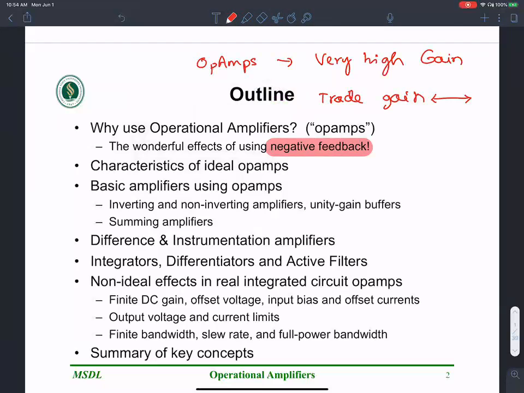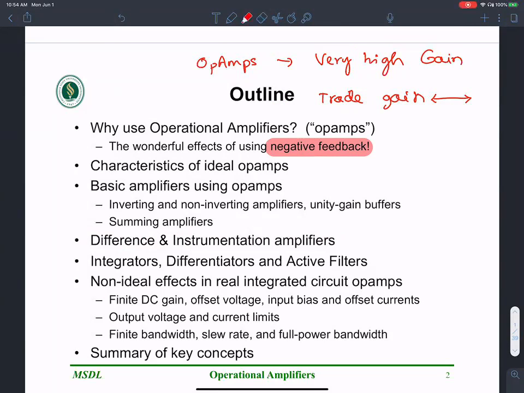So what we are going to look at are the characteristics of ideal op-amps, and basic amplifiers using op-amps. How do you build an inverting amplifier, non-inverting amplifier, unity gain buffers, summing amplifiers, different kinds of amplifier circuits using op-amps. Then we go on to look at difference amplifiers and instrumentation amplifiers, then integrators, differentiators, and so on and so forth.